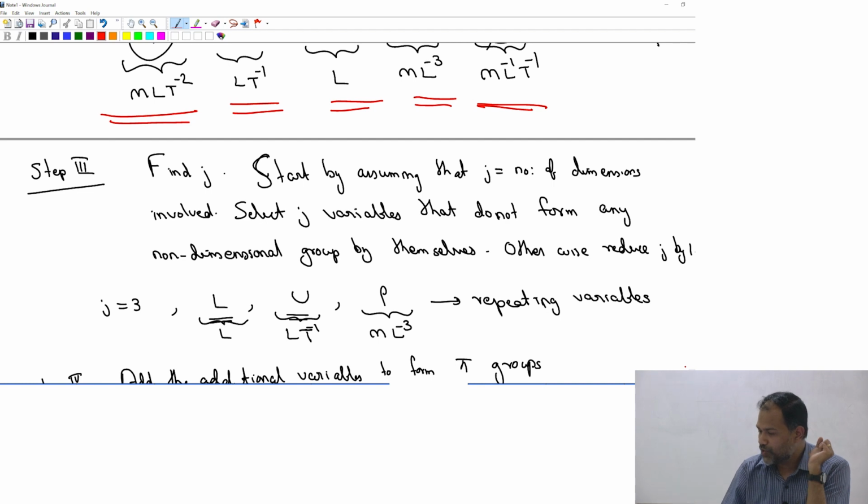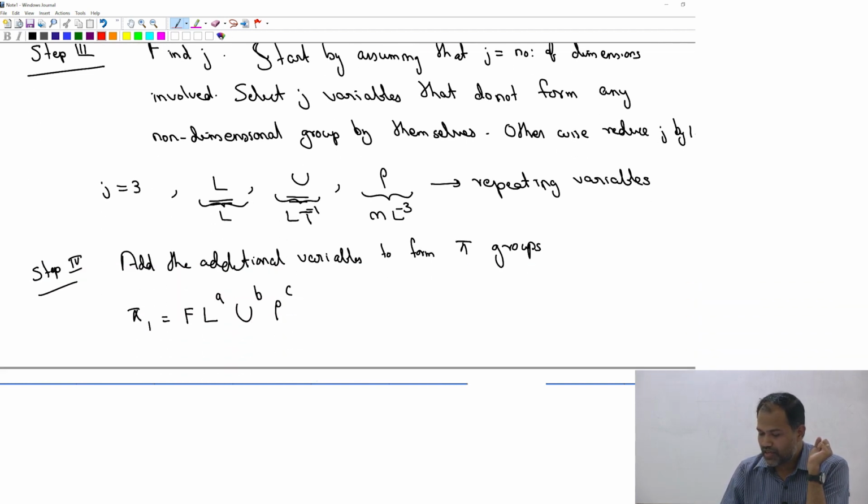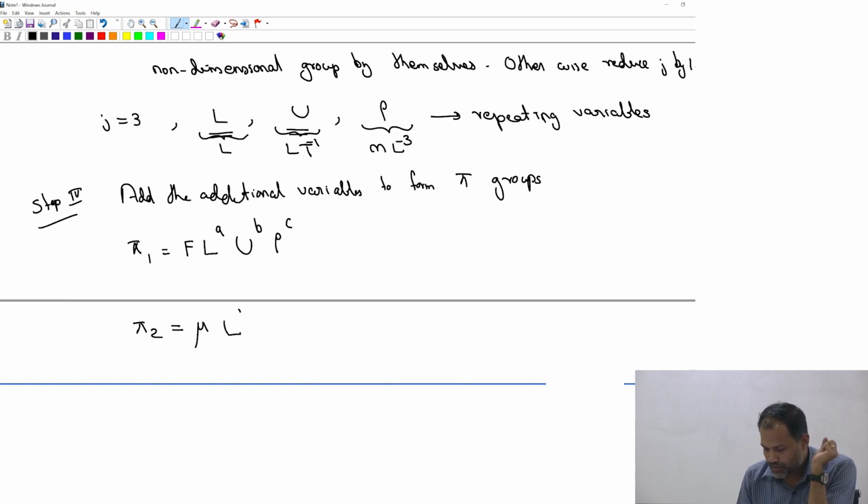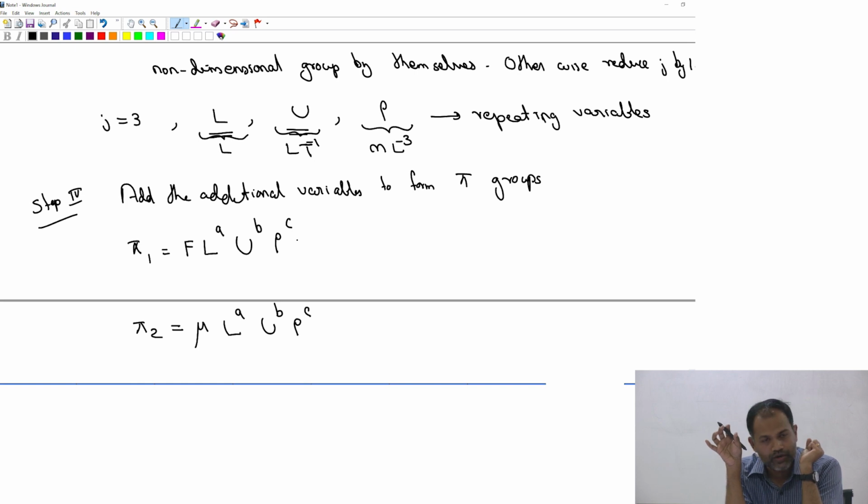We have taken L, U, rho, and I'm saying that we can form 2 groups, which we will call pi groups, pi 1 and pi 2. So L to the power A, U to the power B, rho to the power C. In the first pi group, I have put all the 3 variables. In the second pi group also, I have put all the 3 variables, L, U and rho. In the first one, I have added my force. In the second one, I have added viscosity. So now you can see that I have covered all the 5 variables.